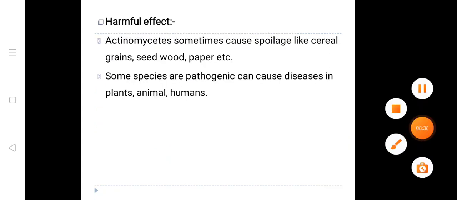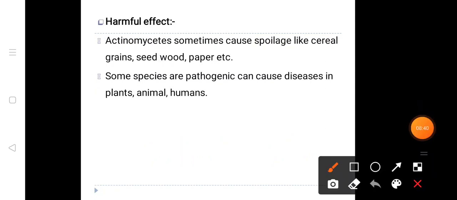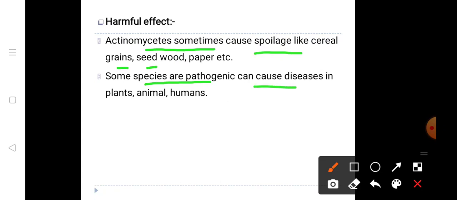Here are the harmful effects of actinomycetes. Some cause spoilage of cereals, grains, seeds, wood, paper, wool, etc. Some species are pathogenic, which means they can cause disease in plants, animals, and humans.